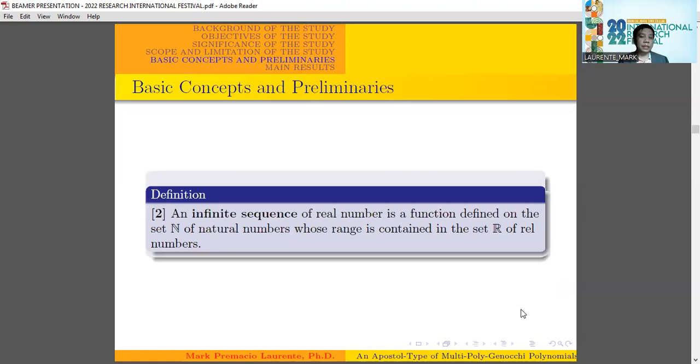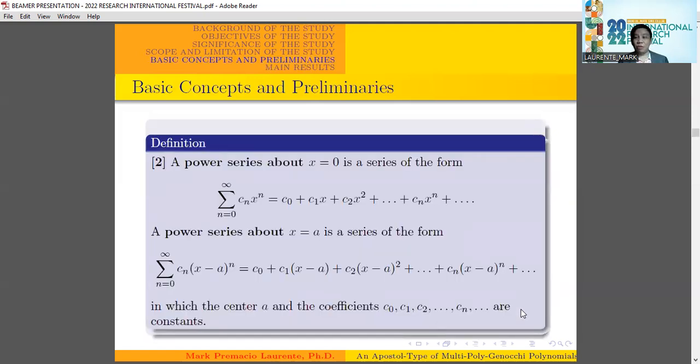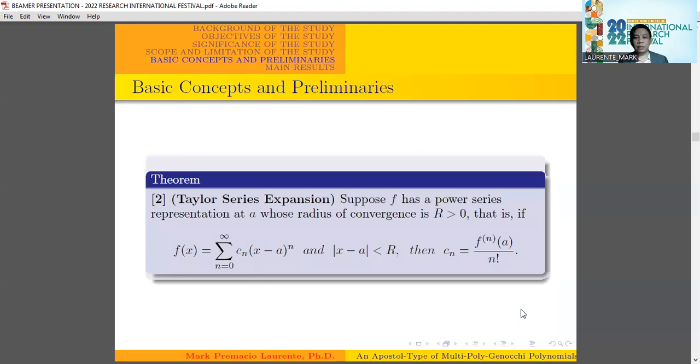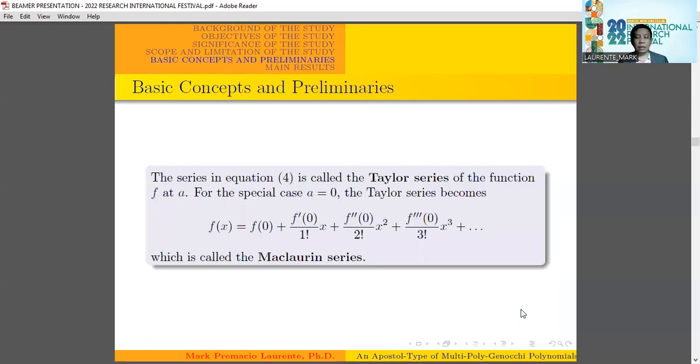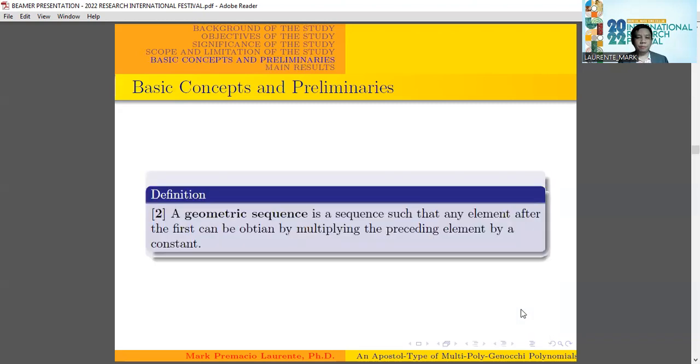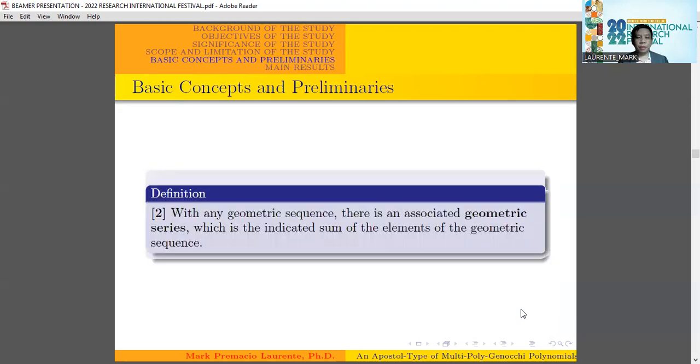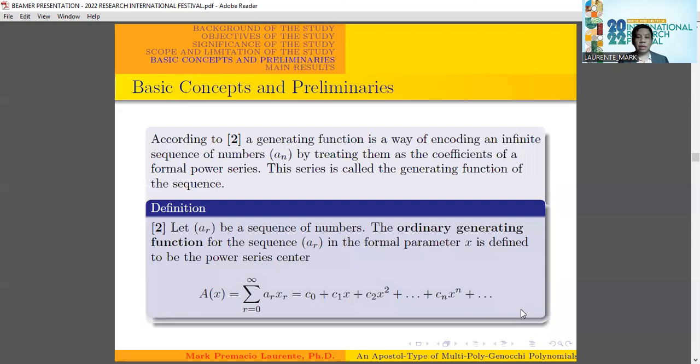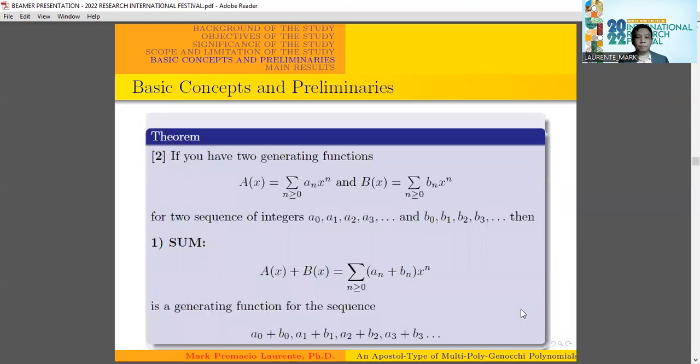And the definition of an infinite sequence. Okay, and then power series. Now, the Taylor series expansion is also used in this paper. And when you have the special case a equals 0, then that's the Maclaurin series. The Cauchy product of power series is cited here. Geometric sequence. And then we have the ordinary generating function. And of course, we have a theorem that's being cited.